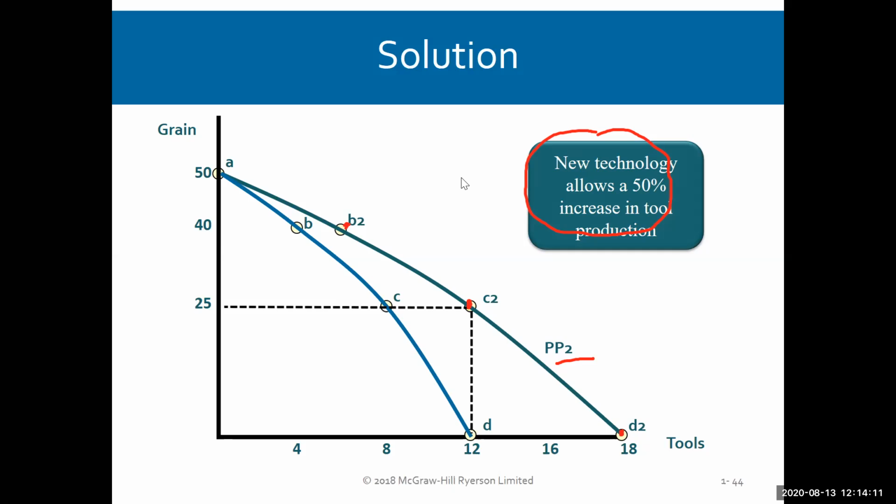So let's go back. I'll take away this dotted line. And if we used to make 12 tools, fine. We still want to make 12 tools. But with the change in technology, that curve is shifted. So that increase in technology allows us to go to the new production possibility curve, which shows that now we can make 25 grain. How many grain did we used to make? 0. Because when we produced 12 on the first production curve, that means 0 grain. But now 12 tools on the second production curve allows us to produce 25 grain.